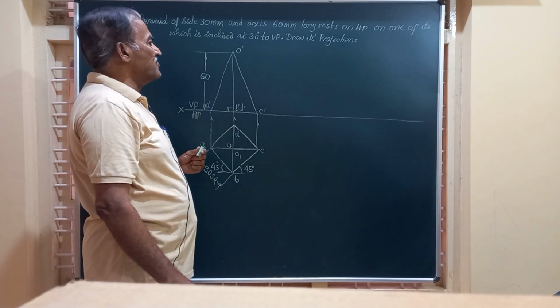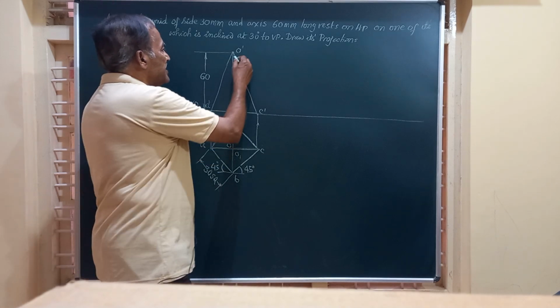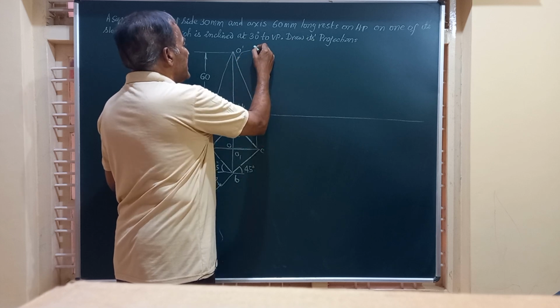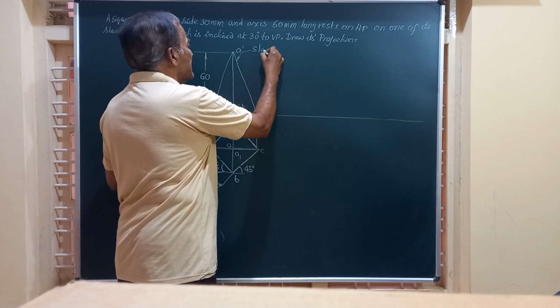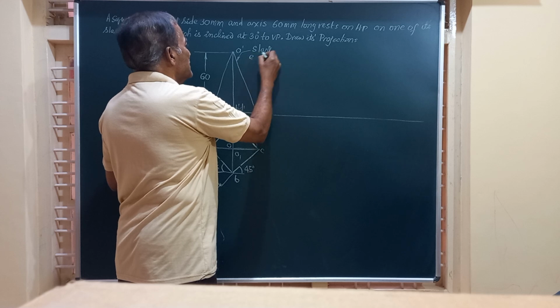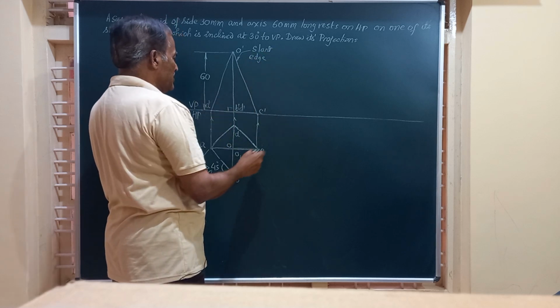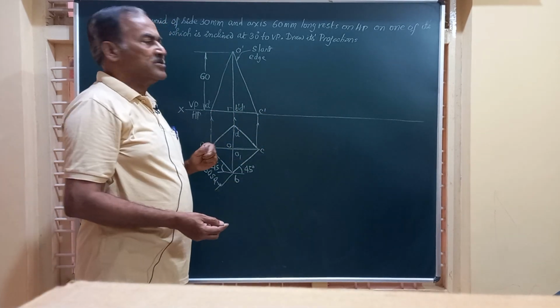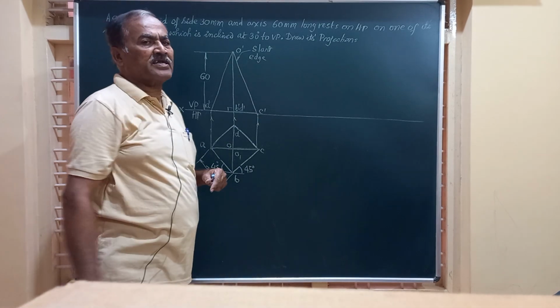And here, if you observe, friends, this slant edge, which I am taking as line O dash C dash, is one of the slant edges. And that slant edge is at an angle to the XY, but we want that to be on HP. So the initial position is perfectly correct.